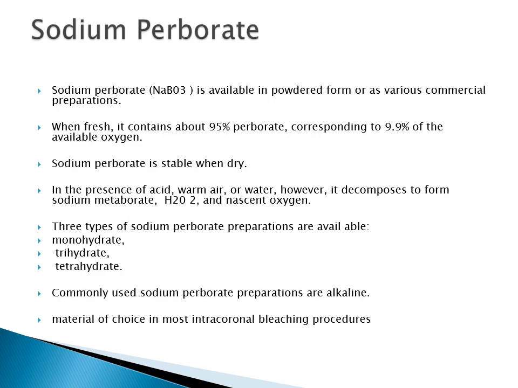Sodium perborate is available in powder form or as various commercial preparations. When fresh, contains about 95% perborate corresponding to 9.9% of the available oxygen. Sodium perborate is stable when dry. In presence of acid, warm air or water, however, it decomposes to form sodium metaborate, H2O2 and nascent oxygen. Three types of sodium perborate preparations are available: monohydrate, trihydrate, and tetrahydrate. Most commonly used perborate preparations are alkaline. Material of choice in most intracoronal bleaching procedures.